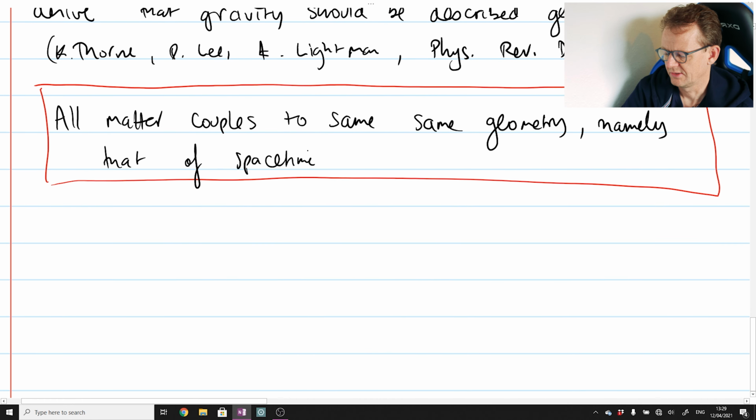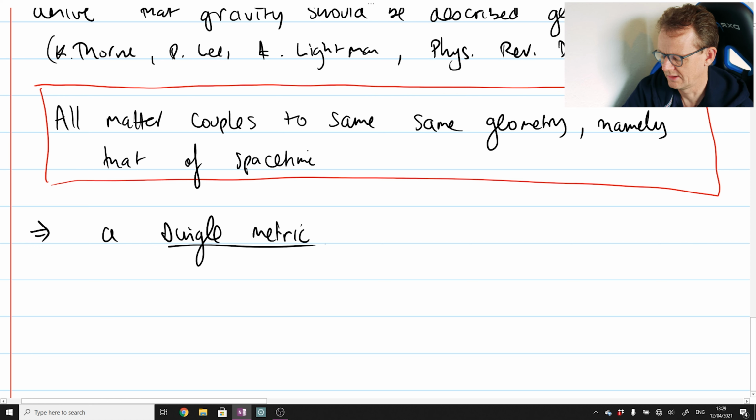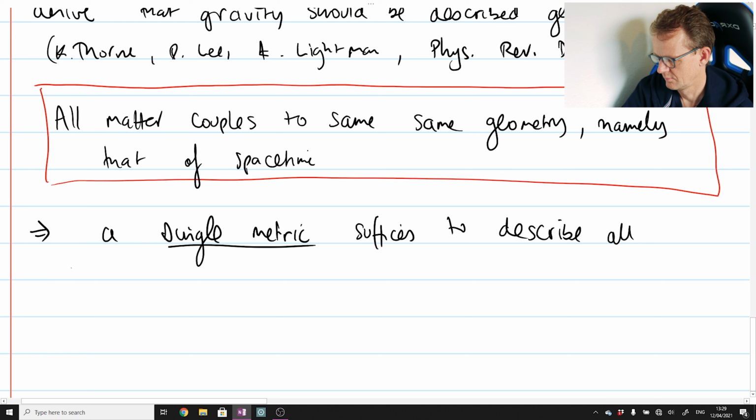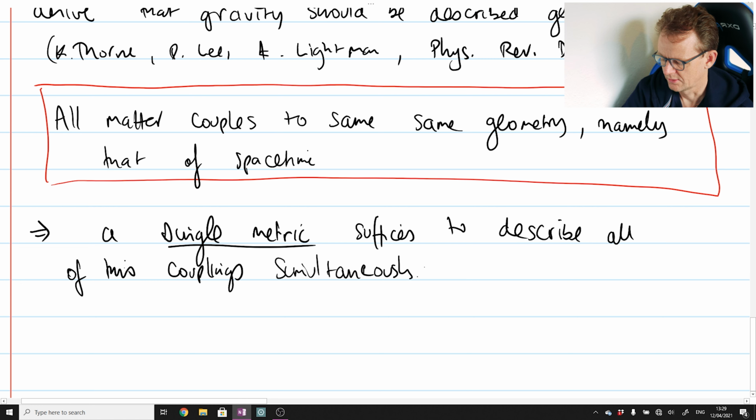And because of this, a single metric suffices to describe all interaction, or all couplings. And I'll explain to you what a metric is later in this course. So don't worry about metrics, we will talk about them later in the course.